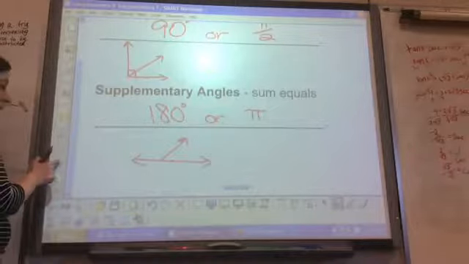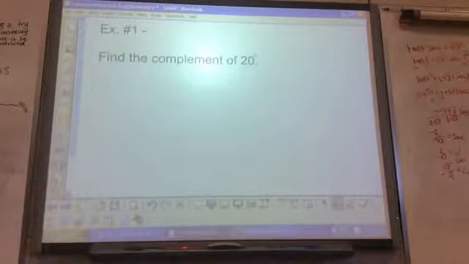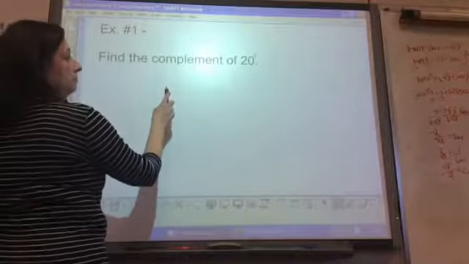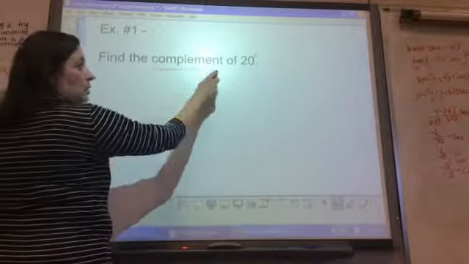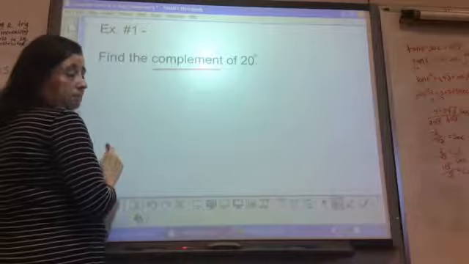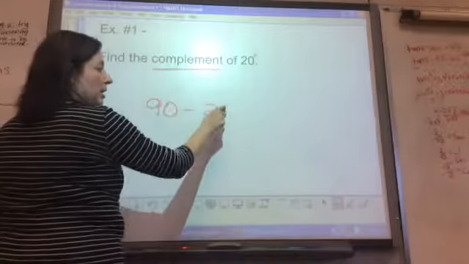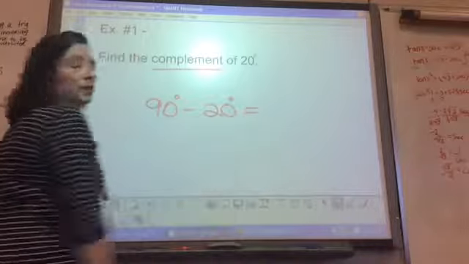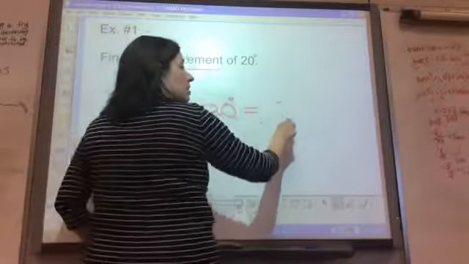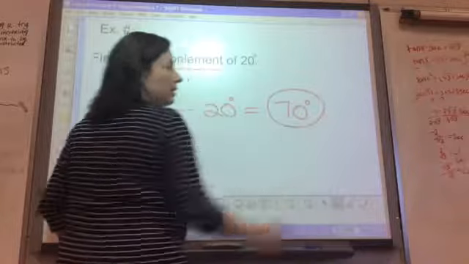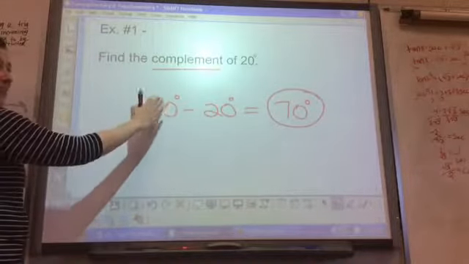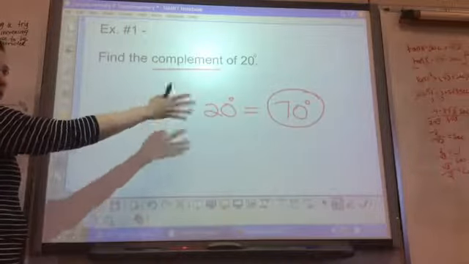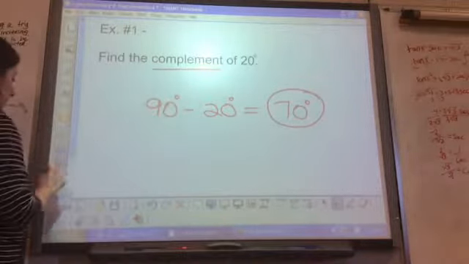Okay? All right, so we want the complement of 20. So what are we going to be doing here? If I want the complement, my total needs to be 90, so if I subtract 20, I should be able to know what my other angle is. 70. So in other words, I've got a 20 degree and I've got a 70 degree, and those do add up to 90. So you're just going to be subtracting every time. Now, it's always 90 minus, never the other way around. Always 90 minus whatever the problem is.